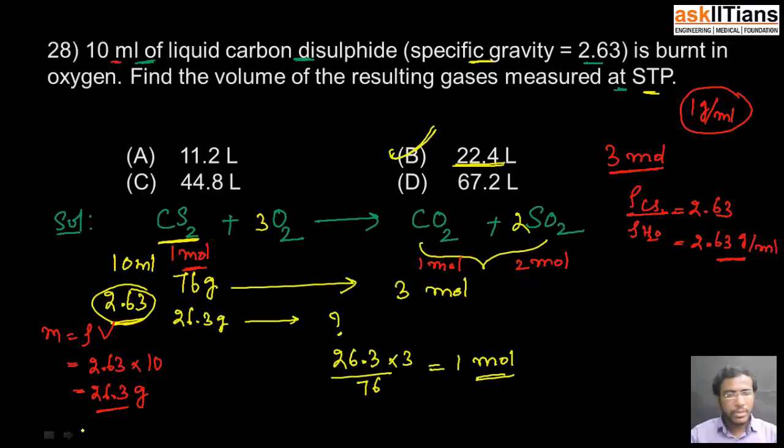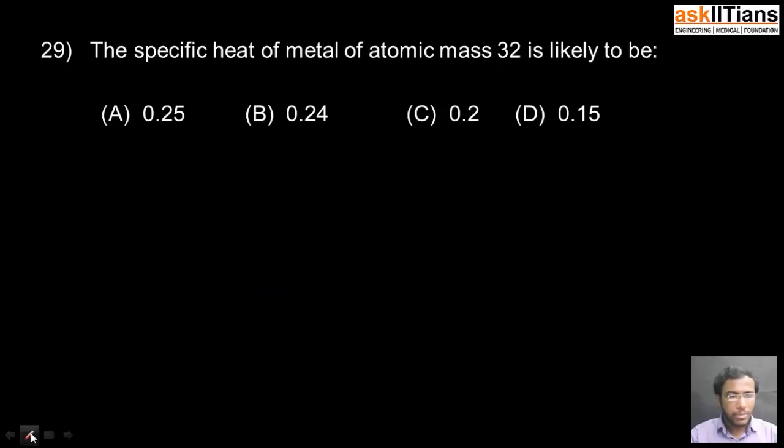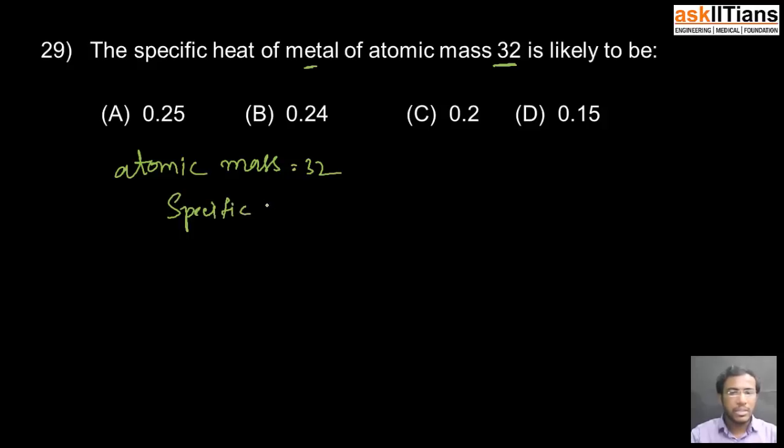So let's move to the next one, the 29th one. If you see, the specific heat of a metal of atomic mass 32 is likely to be. We have a metal whose atomic mass is 32, and we have to calculate its specific heat.